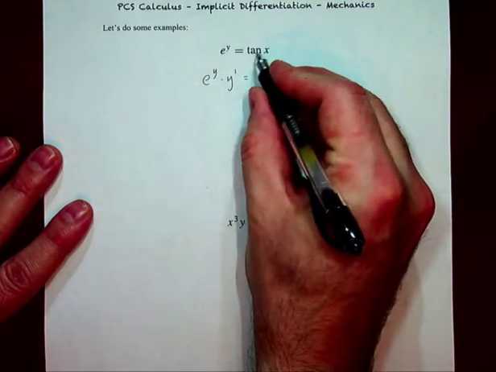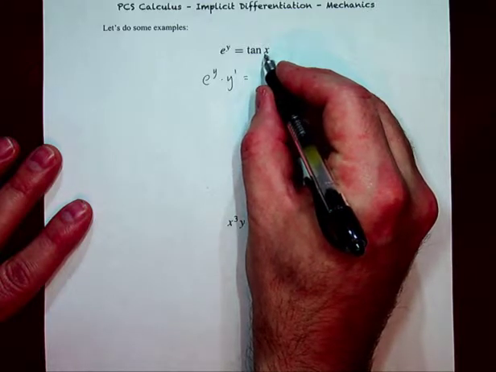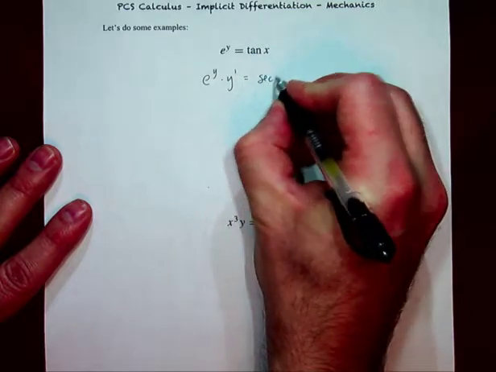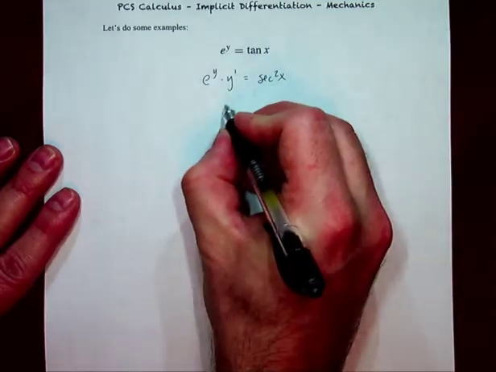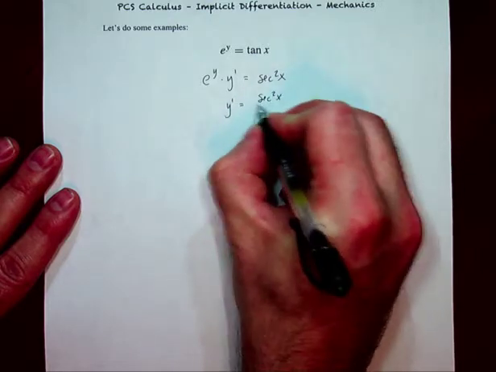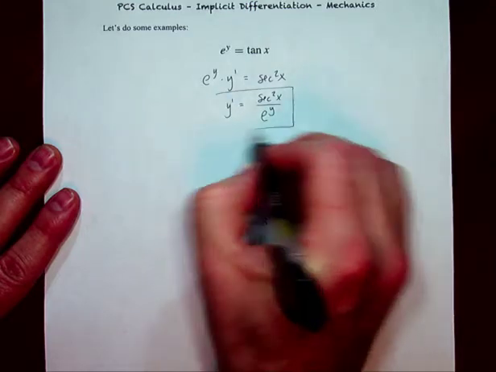Okay, and over here, now this variable is going to match. Since I'm getting dy dx, I'm differentiating with respect to x, the variables match, and I'm left with secant squared x. Now I simply need to solve for y prime, and I'm going to get secant squared x over e to the y.